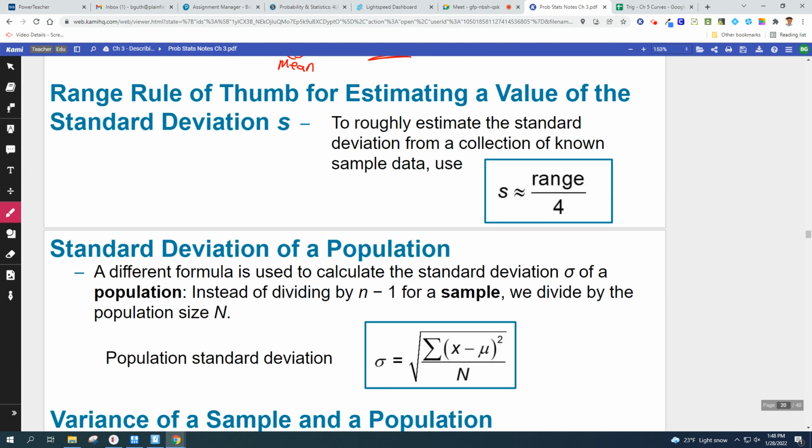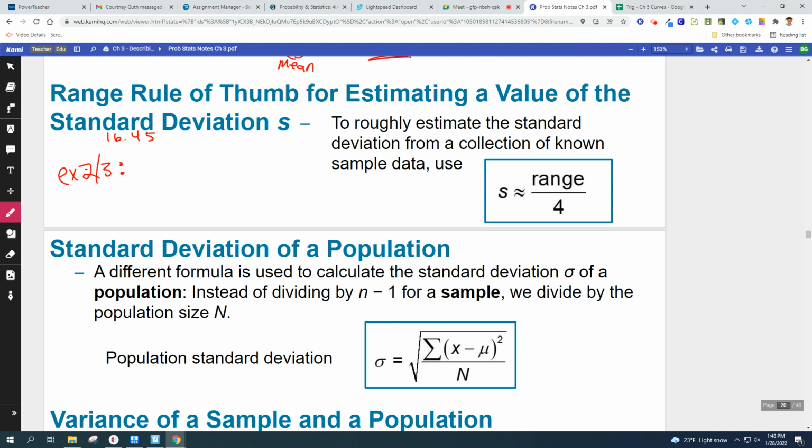Range rule of thumb for estimating a value of standard deviation. This formula right here is a rough estimate. Okay, so for example, with example 2 and 3, actually, we just calculated the standard deviation was, what was it, 16.45? That was the standard deviation. But this range rule of thumb for estimating the value says we can do the range divided by 4 and get kind of close. All right.